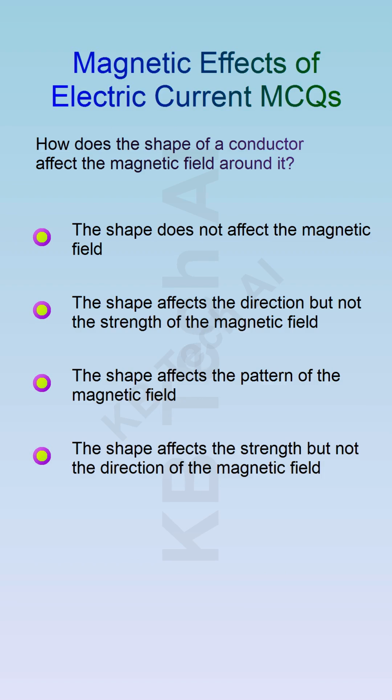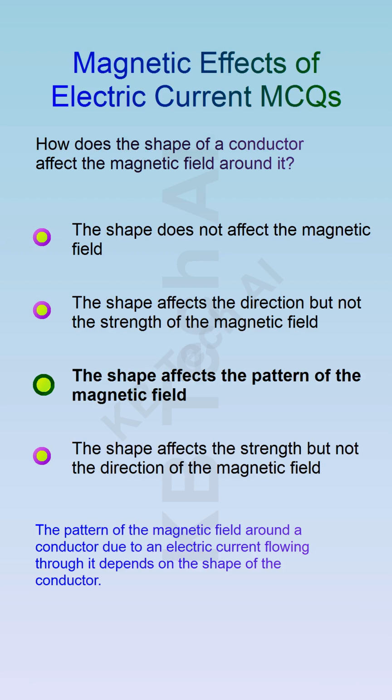How does the shape of a conductor affect the magnetic field around it? Option 1, the shape does not affect the magnetic field. Option 2, the shape affects the direction but not the strength of the magnetic field. Option 3, the shape affects the pattern of the magnetic field. Option 4, the shape affects the strength but not the direction of the magnetic field. The answer is, option 3, the shape affects the pattern of the magnetic field.